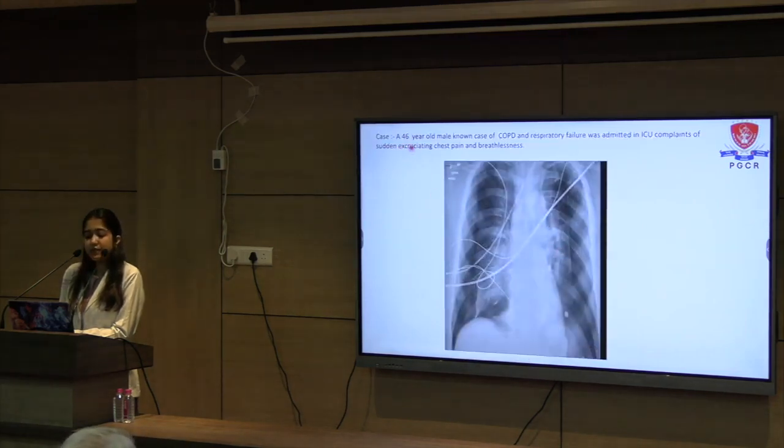Now this is a 46-year-old male, a known case of COPD and respiratory failure, who was admitted to the ICU with complaints of sudden excruciating pain and breathlessness. So this is the chest radiograph. What we can appreciate in this chest radiograph is increased translucency along the lateral aspect of the bilateral hemithorax with no lung markings, and we can also see the visceral pleura, which is known as the visceral pleural sign. So this is suggestive of bilateral pneumothorax.